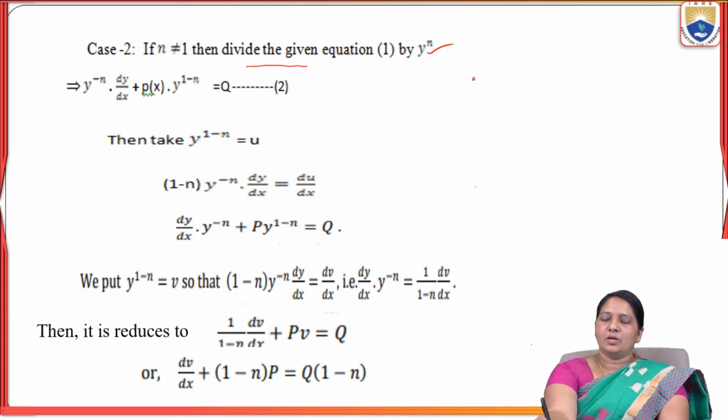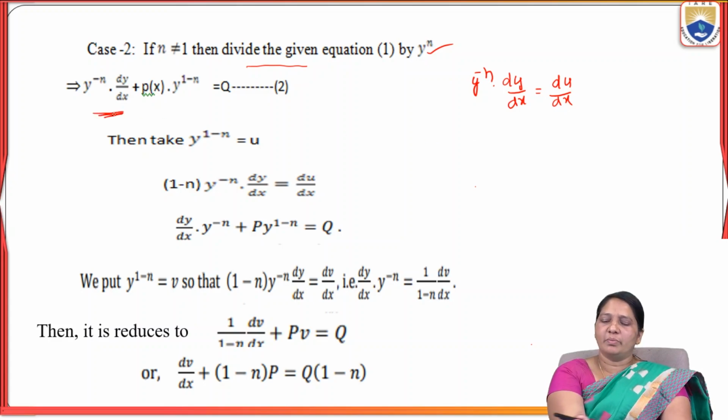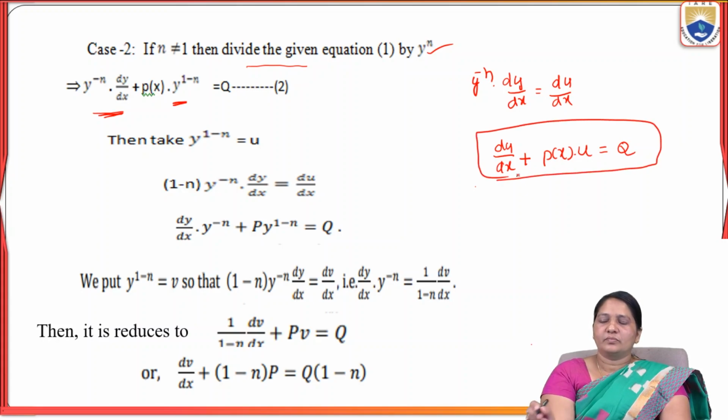So now y power minus n into dy by dx is equal to du by dx. Now I am replacing this in equation 1. So in place of y power minus n dy by dx, I can replace du by dx, plus p of x into y power 1 minus n, which I am taking as u, equal to q. So now this is the equation we are going to solve.